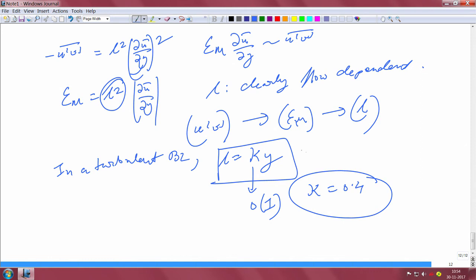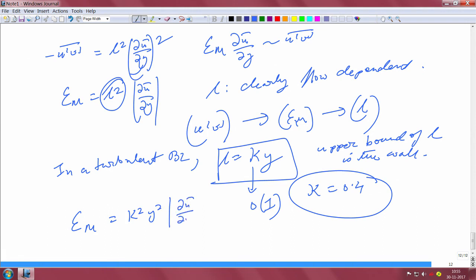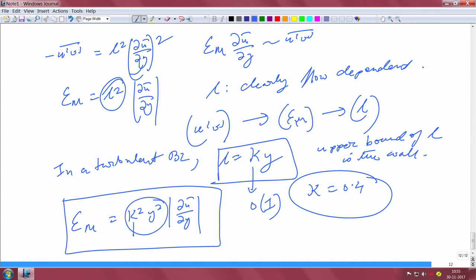The upper bound of L is the wall. This is once again ad hoc, so we have substituted it by k into y. So epsilon m is basically k square y square du bar by dy. This solves the first of the closure. Now k is about 0.4, a constant of the order 1, and the rest of the terms are all known.